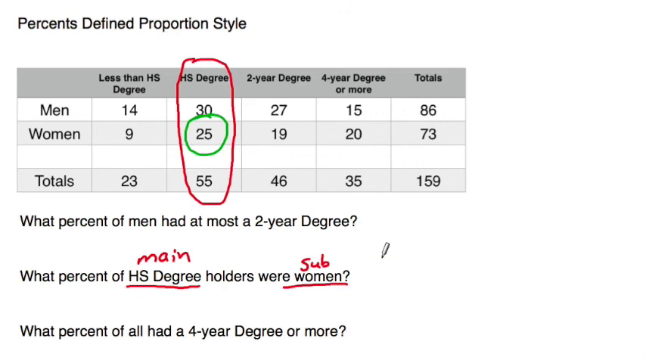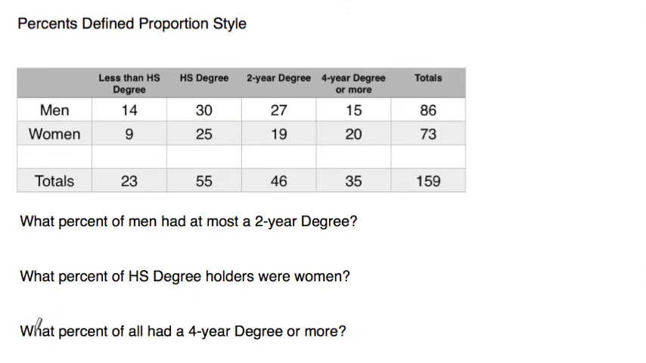So when we do sub over main, the sub is 25. The main is all of the high school degrees, which happens to be 55. So that'd be 25 out of 55 times 100, and we're changing it into a percent. So 25 divided by 55 times 100 is 45.5. So 45.5% of the high school degree holders were women.